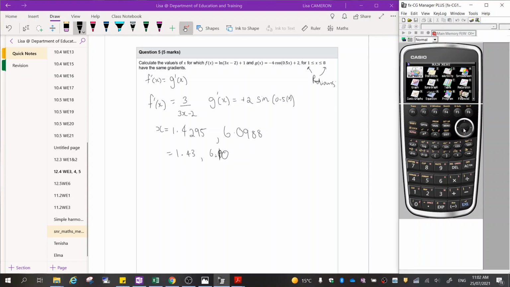Now, the other way we could have solved this is graphically. So again, I would take the derivative of both functions, and then I would type it in as the new function that it is. Execute, my other function is 2 sin 0.5x, close your bracket, execute. Now, that is the functions for the gradients. We want when they're equal, which means that on our graph, it's going to be the points where they're touching.